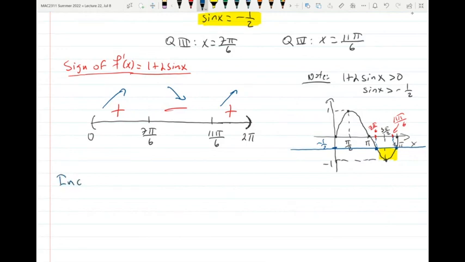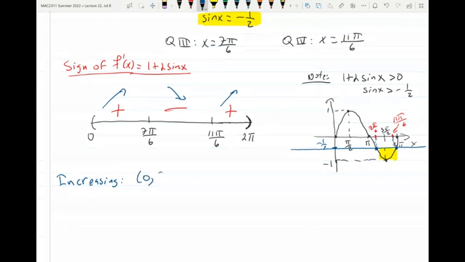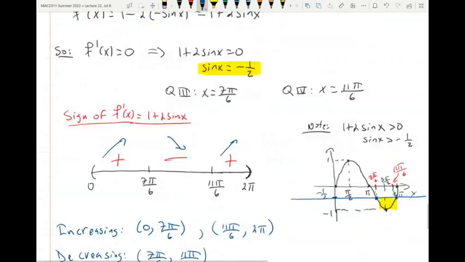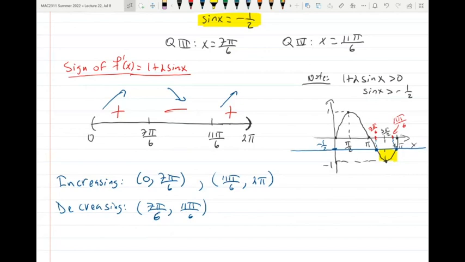So where is the function increasing? It's increasing from 0 to 7 pi over 6, and then again from 11 pi over 6 to 2 pi. It's decreasing from 7 pi over 6 to 11 pi over 6. And of course, it's never constant.